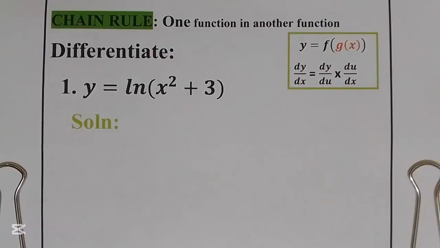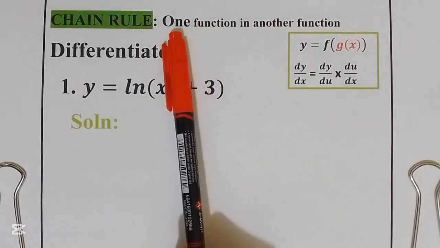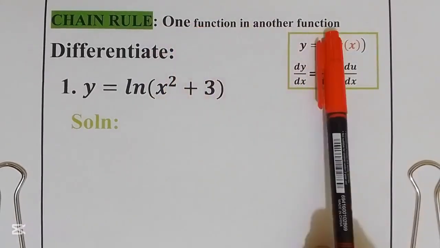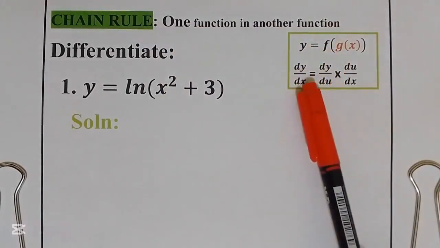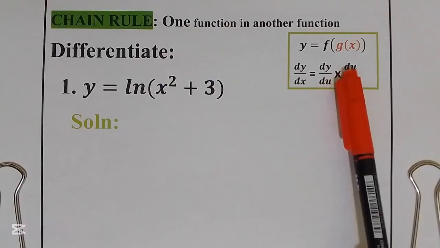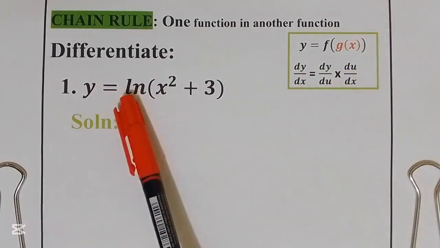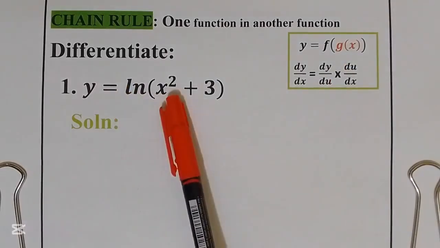Today we have a differentiation question and we are going to use chain rule. A chain rule is used to differentiate the composite function, that is one function in another function. And we use a formula, dy/dx is equal to dy/du multiplied by du/dx. Here we have the outer function and the inner function.